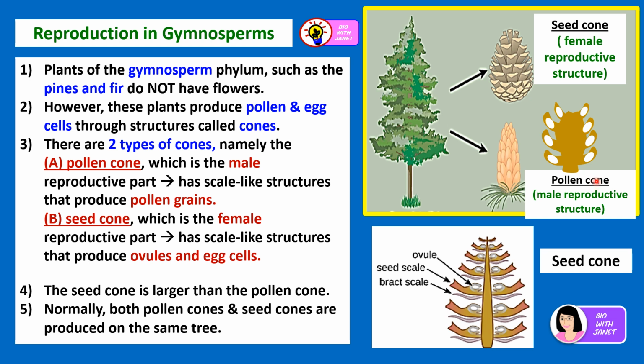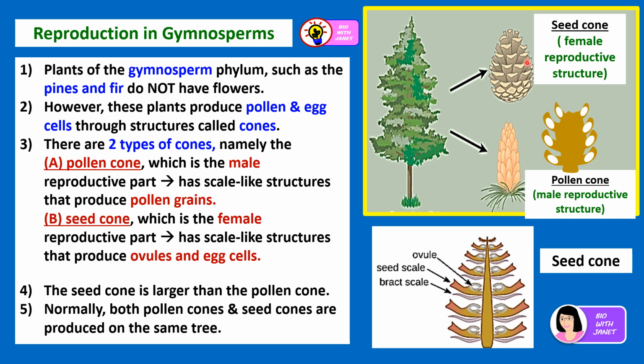And then, the pollen grains contain the male gametes. Then we have the female cone, which is sometimes called the seed cone. This is the female reproductive structure. It can be on the same tree, right? And usually it's higher up.